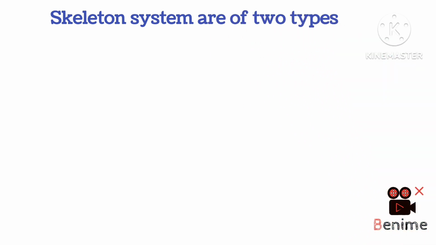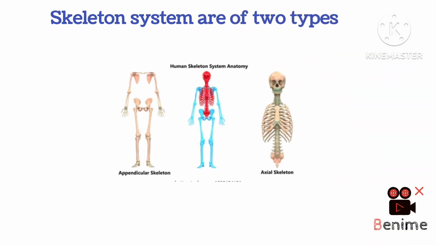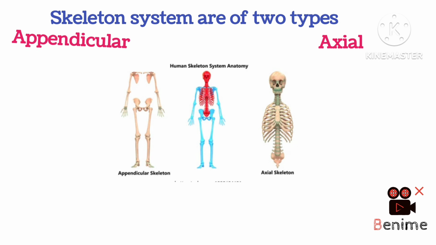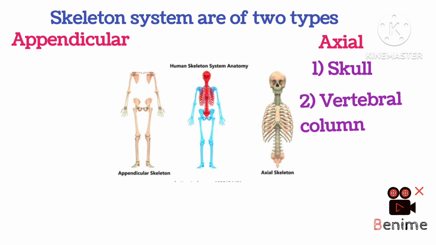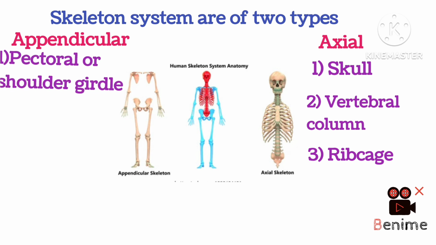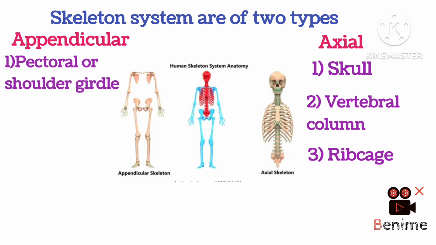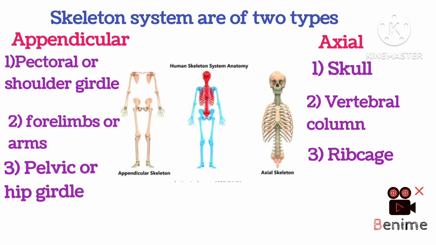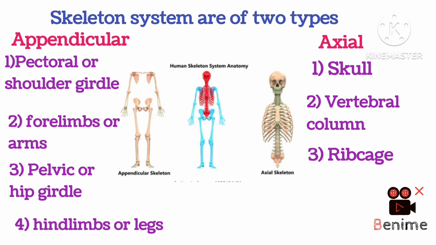Skeleton system is of two types: axial skeleton and appendicular skeleton. Axial skeleton consists of three parts: skull, vertebral column and ribcage. Appendicular skeleton consists of pectoral or shoulder girdle, forelimbs or arms, pelvic or hip girdle, and hind limbs or legs.